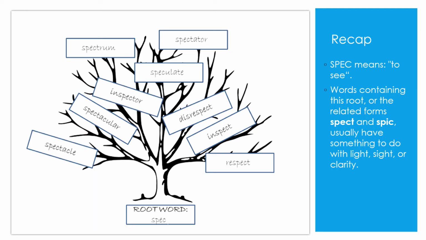Let's recap from our last session. We mentioned that the Latin root spec means to see, and that there are words containing this root or the related form of this root, such as spect and spic, and they all usually have something to do with light or clarity or sight. Words such as speculate, spectator, inspector, and spectacle all have something to do with seeing something, whether it's clearly or inspecting something and making sure that it's working properly.